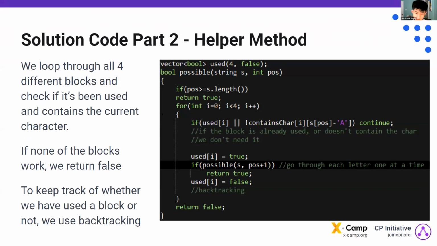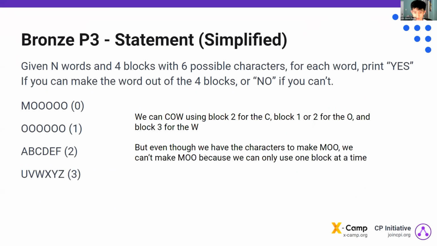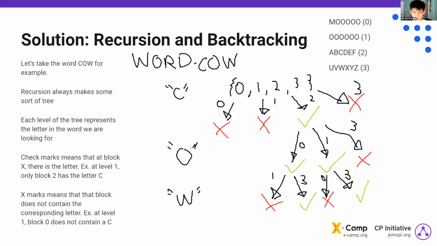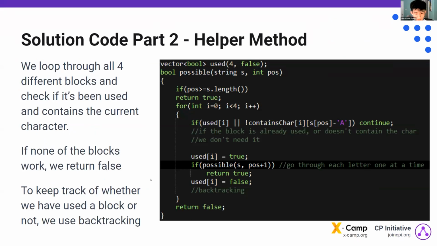If none of the blocks work, meaning we always go through this if statement, we return false. For example, in the back here, when we use mu, if we were to draw it out, it would lead to all x's, with no check marks at the very end, so we would have to return false. Then, to keep track of whether we've used a block or not, we use what's called backtracking.